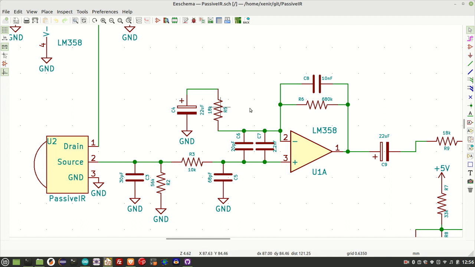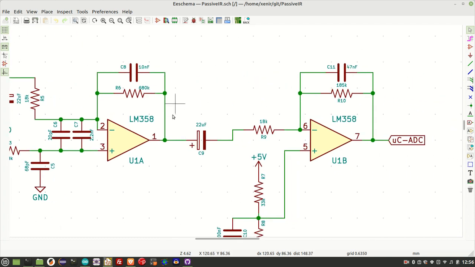So this 18K resistor and 680K resistor here are used to control the gain of the amplifier. It's around 37, I believe, is the ratio between those. Then we have this 10 nanofarad capacitor over here to make sure that it's only amplifying the low frequency content, not the high frequency content.